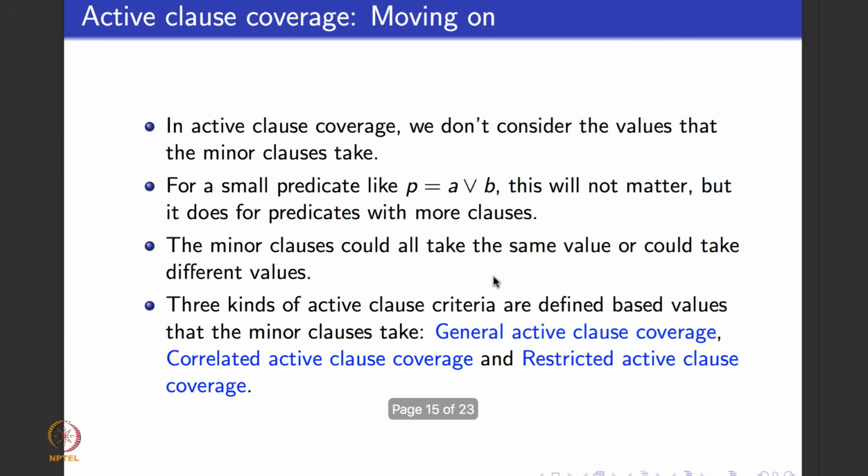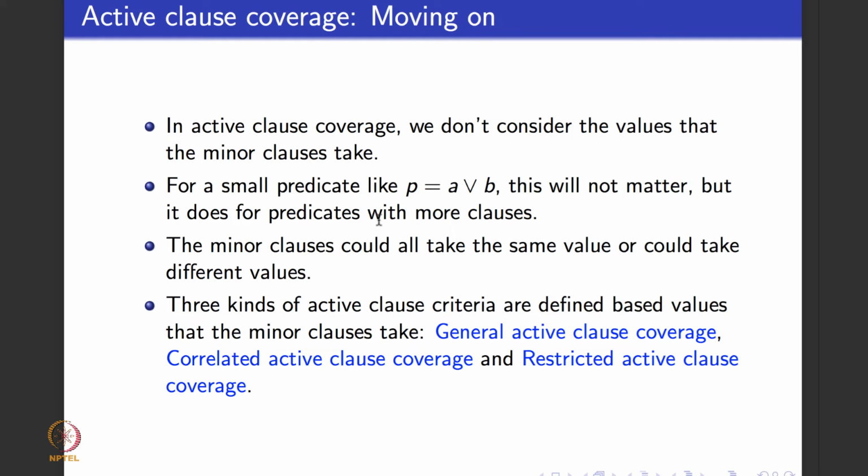So now we come back to active clause coverage criteria. In active clause coverage criteria, we said you take one clause, make it the major clause, let the minor clauses take values such that the major clause determines the predicate. We don't really worry about what will be the values that the minor clauses will take.